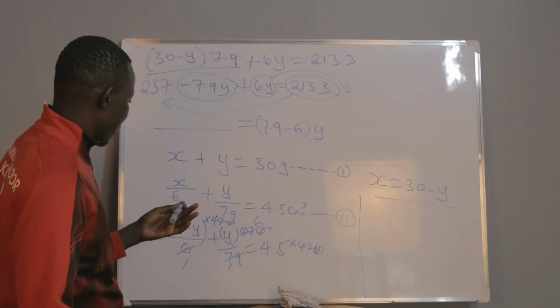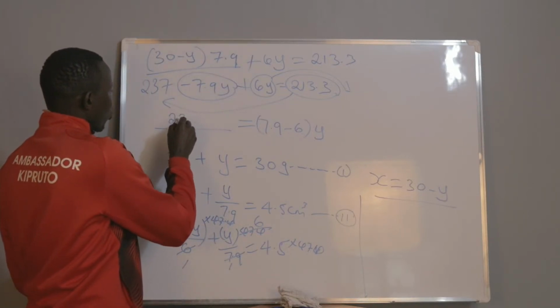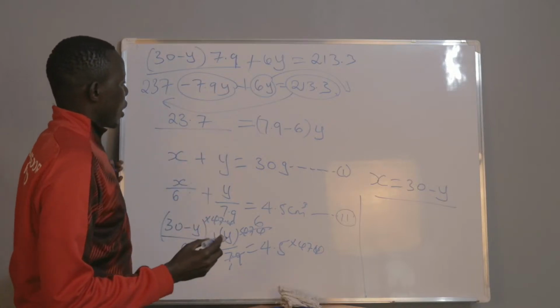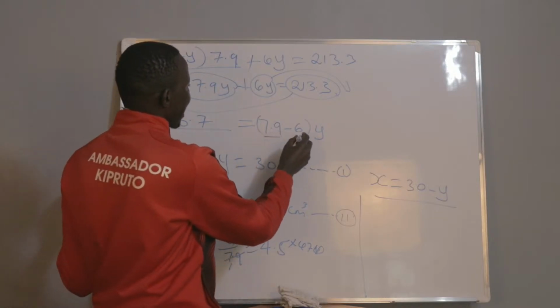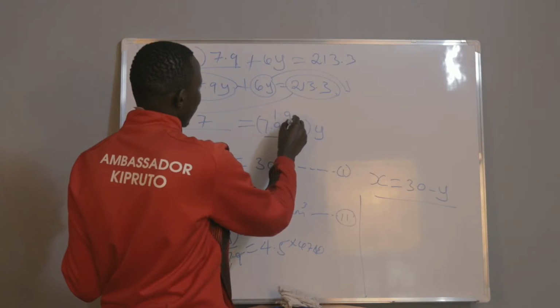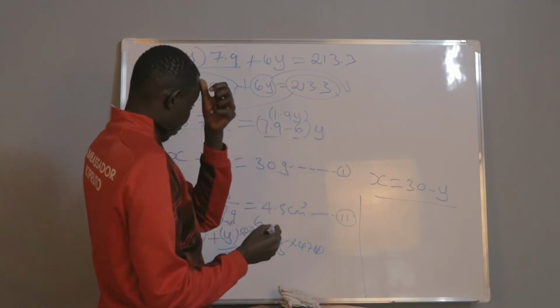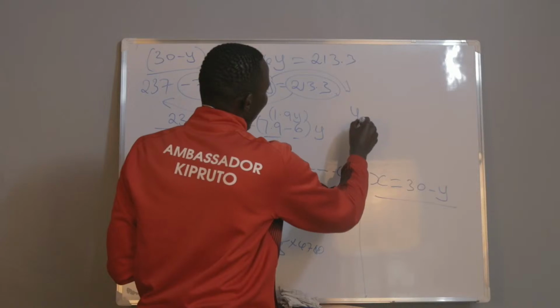I hope so. 23.7. And here, how much is it? 7.9 minus 6 is how much? It is 1.9. Yes. Now, what's the value of y now?